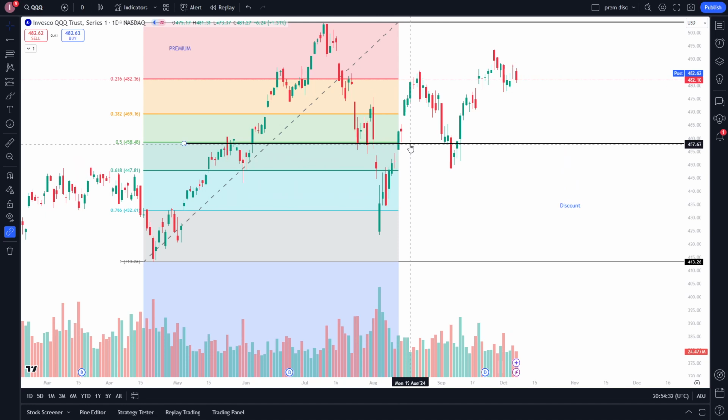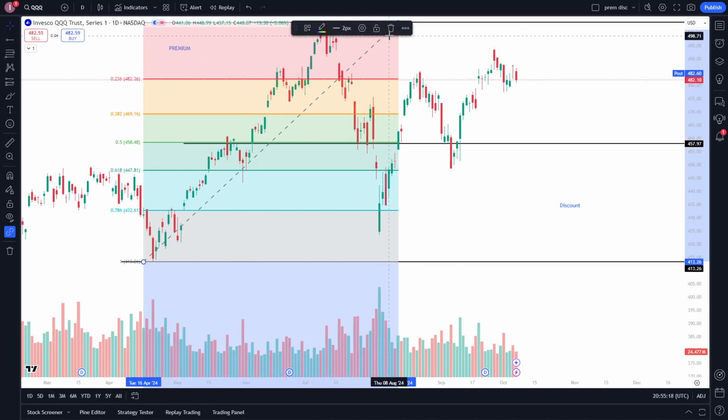And now you're like, well, where do I exit? Above a old high. So you buy at a discount, goes into premium, you sell at that high. And then what do you do? You wait for market to react. You see we're in premium, right? Let's take this fib off.